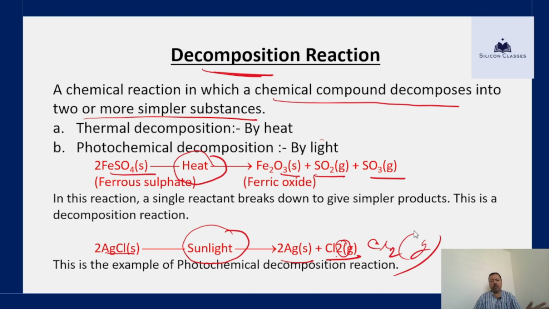There are 2 types of decomposition reaction, one is thermal decomposition, one is photochemical decomposition. We are showing both examples. One is ferrous sulfate, when you heat ferrous sulfate, 3 simpler compounds will form. One is ferric oxide, another is SO2, the other one is SO3. Similarly, we are taking one more example of photochemical decomposition, where silver chloride is solid in nature, in the presence of sunlight will form 2 simpler components, silver which is solid and chlorine which is gaseous.